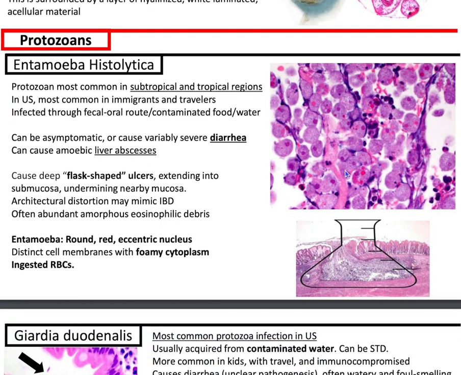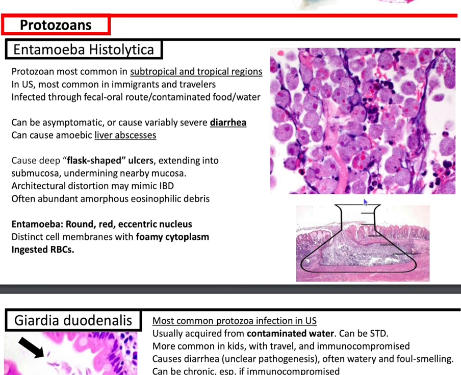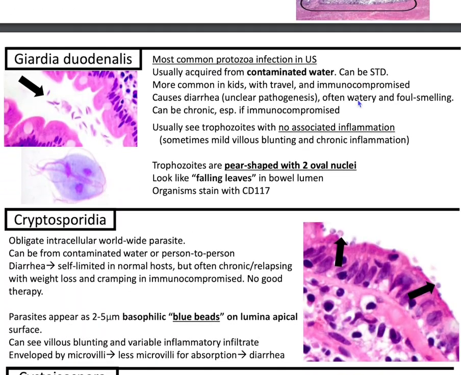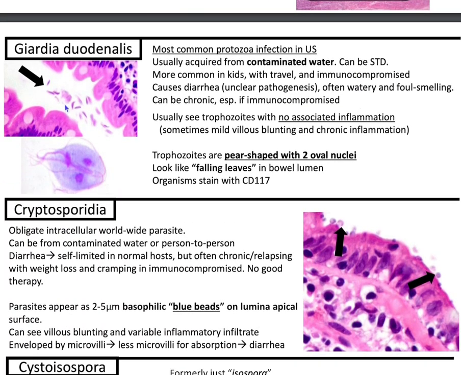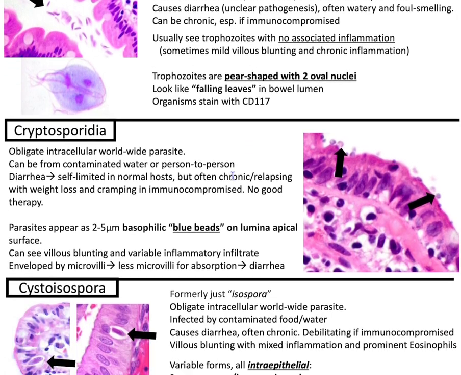Protozoans: Entamoeba histolytica. Look for your deep flask-shaped ulcers. You can get liver abscesses as well. Histologically, you'll have round, eccentric nucleus, distinct cell membranes with foamy cytoplasm and with ingested red blood cells. Giardia duodenalis. Look for your falling leaf sign in the duodenum, often no associated inflammation. Once you find them, think about CVID with the lack of plasma cells, and they stain with CD117 or c-KIT.